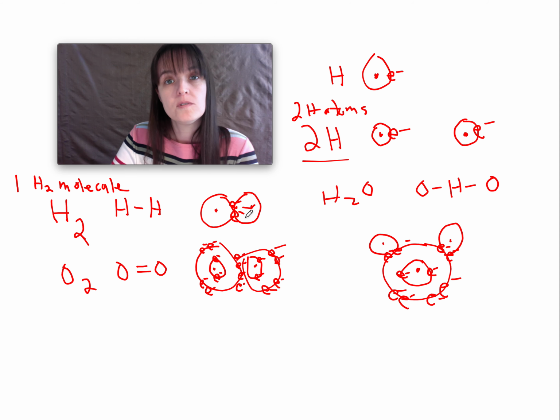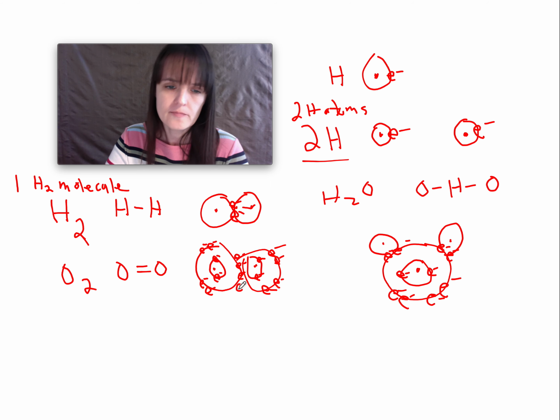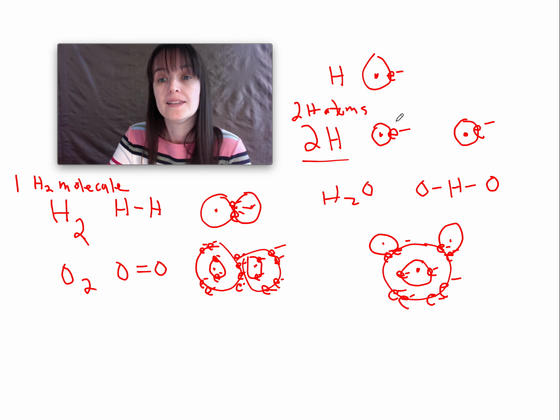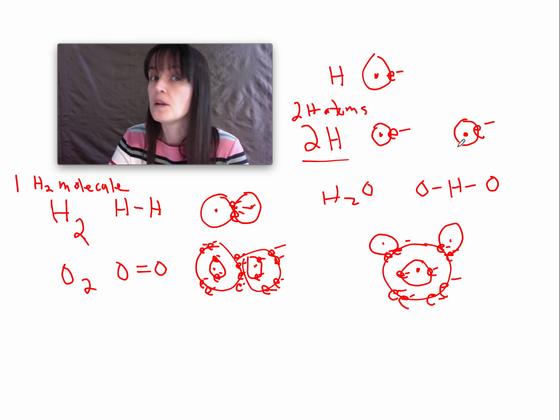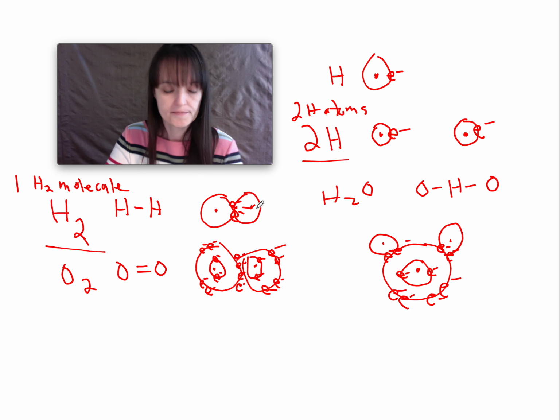So is this stable? Do each of these have a full valence shell? Yes, they're covalently bound together. They are sharing those electrons. The electrons count for both of them. Same here. This is a full valence shell, so this oxygen molecule is stable, and this water molecule is stable. This hydrogen molecule is stable. These 2 hydrogen atoms are not stable because they do not have a full valence shell. If they get close enough together, they will form a hydrogen molecule.